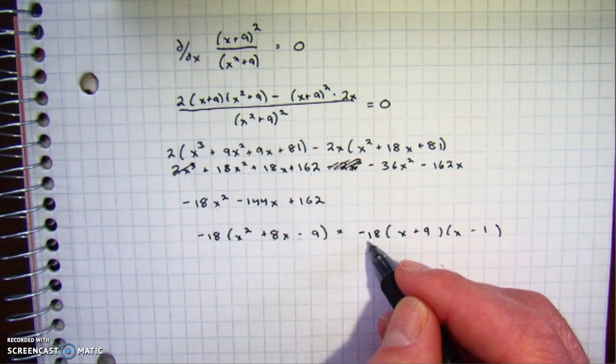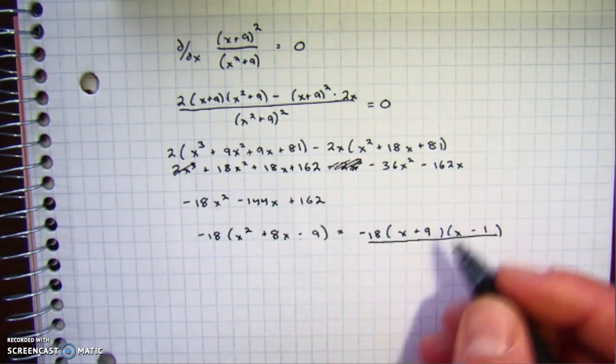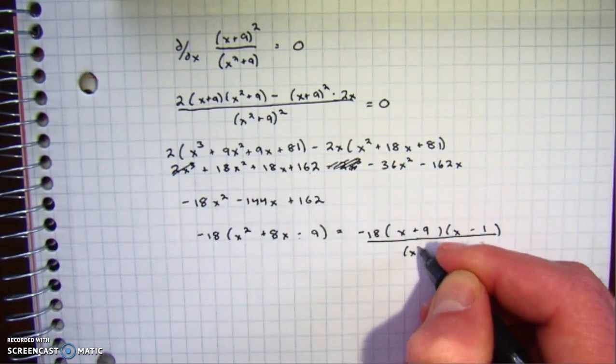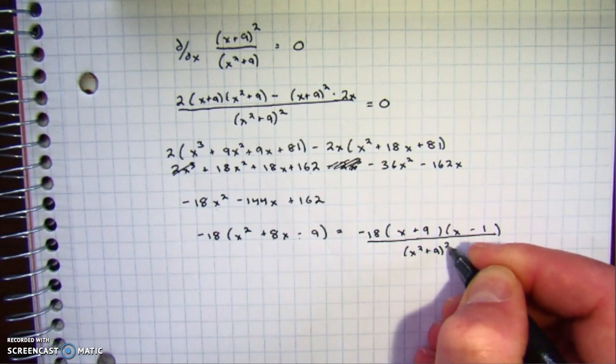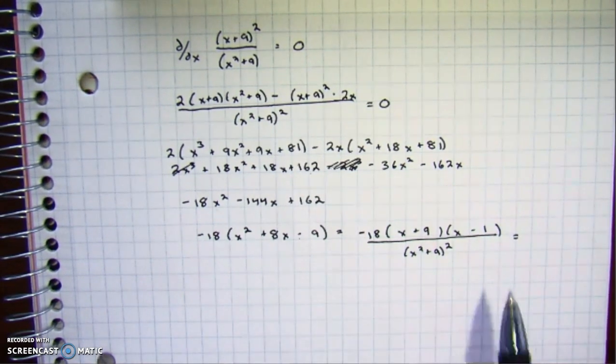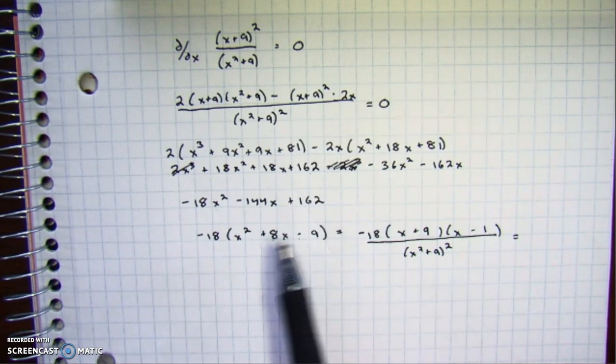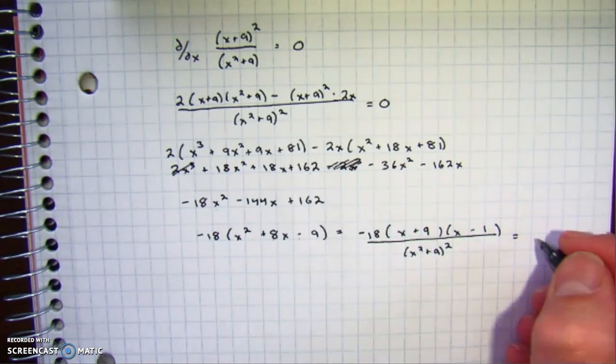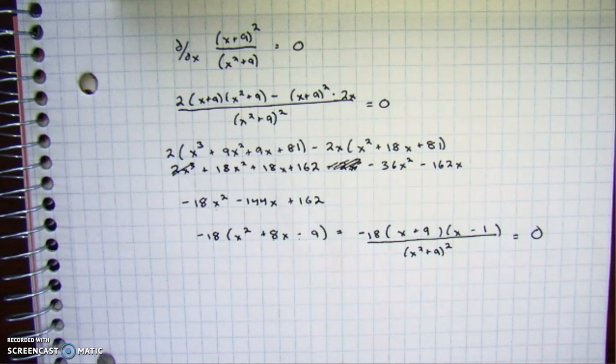All right, now we're in business. Okay. Over, don't forget, x squared plus 9 squared. Okay, so we found our derivative. There's our derivative. Took a little bit of legwork, but that's okay. And we set it equal to 0.